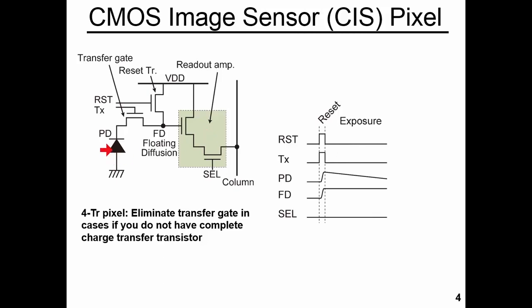During exposure time, the photodiode PD node will discharge, and after the exposure time, the charges on the photodiode node will be transferred to the floating diffusion node. At this point, we transfer the charges 100% from PD to FD. And then the charges on FD will be read out through the source follower amplifier.